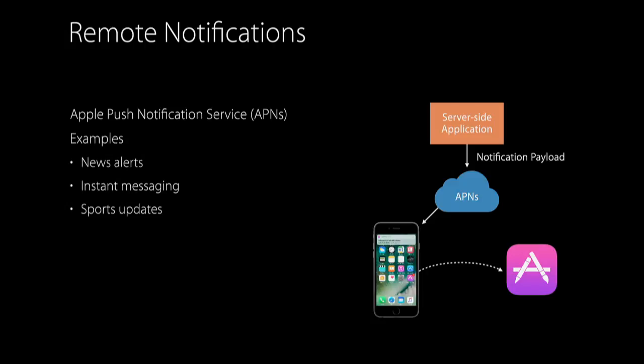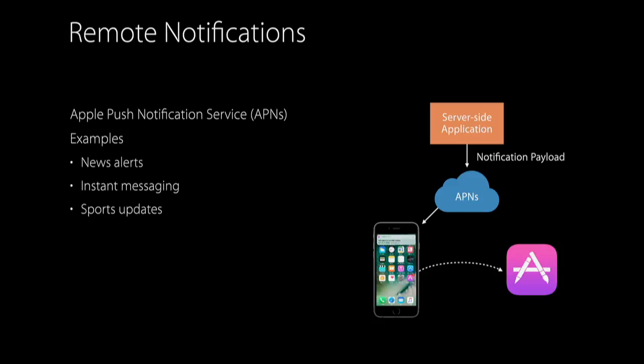Examples of remote notifications can be news alerts, where your server-side application gets the latest breaking news, and then forwards all these notifications to the different devices on all the clients that have your application installed on their device. Instant messaging alerts as well, where the database is managed on your servers, and when a new message comes in, you just pass that notification along to the user's device.